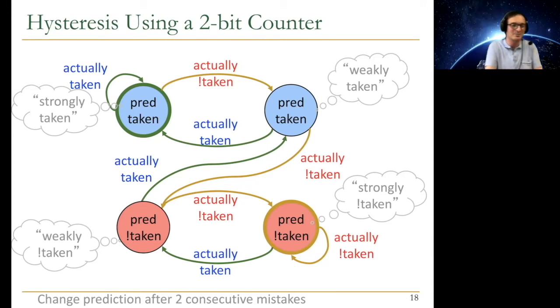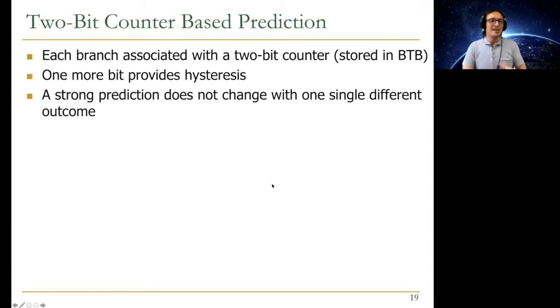Is this the best machine you can build? Probably not. People have used 3-bit counters also, as we will see later on, and you may actually decide to use some other number of bits as well. Okay, so basically, 2-bit counter-based prediction. In this case, each branch is associated with a 2-bit counter stored in the BTB. One more bit provides hysteresis, and a strong prediction does not change with a single different outcome.